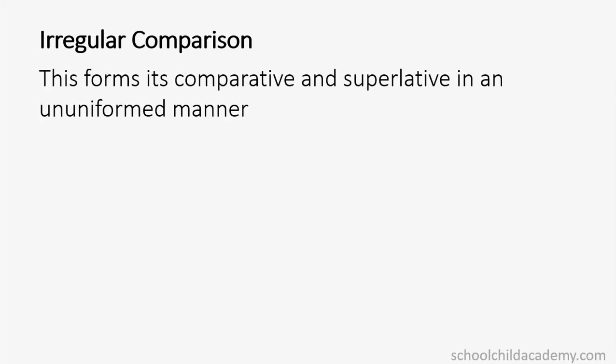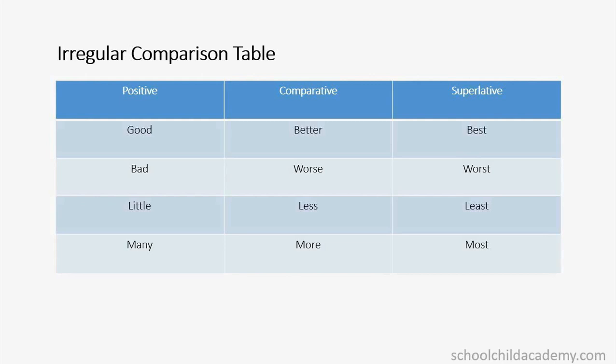Irregular comparison. This forms its comparative and superlative in an ununiformed manner. The positive, the comparative, and the superlative. Good becomes better, best. Bad, worse, worst. Little, less, least. Many, more, most.